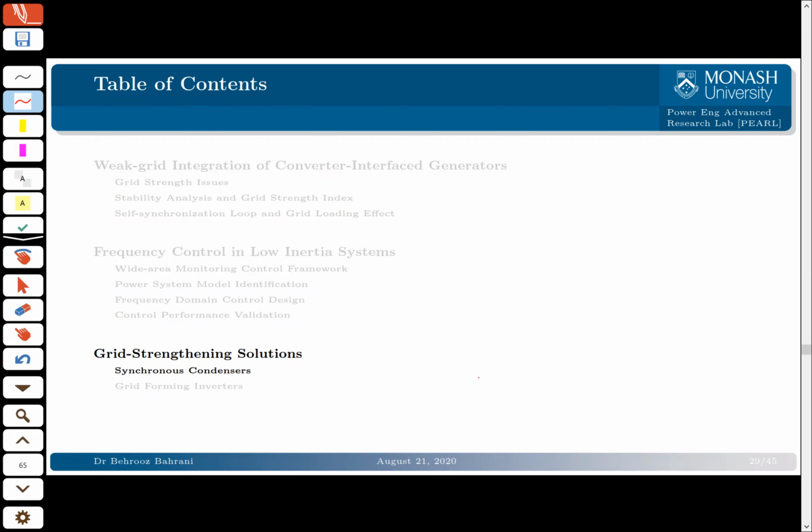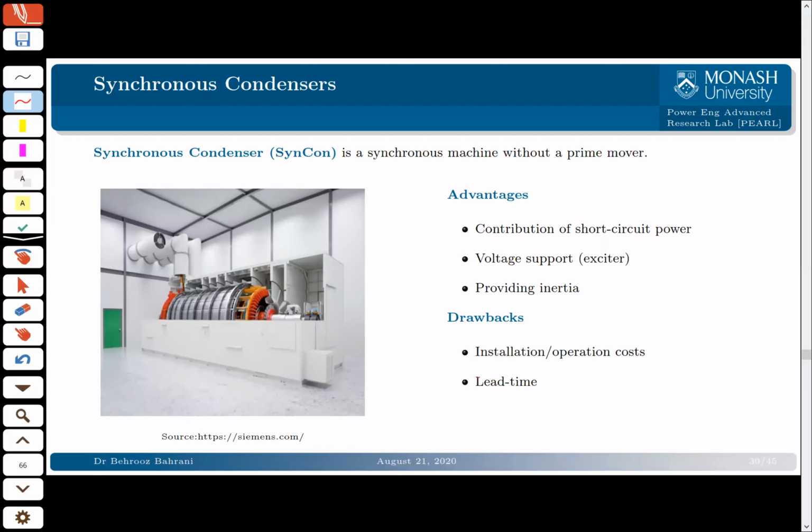And two very important solutions these days are synchronous condensers and grid forming inverters. You probably have heard of them, and I'm going to very briefly introduce synchronous condensers and see what they are and how you can place them in the system. But more importantly, we will be looking into grid forming inverters today. But what is a synchronous condenser?